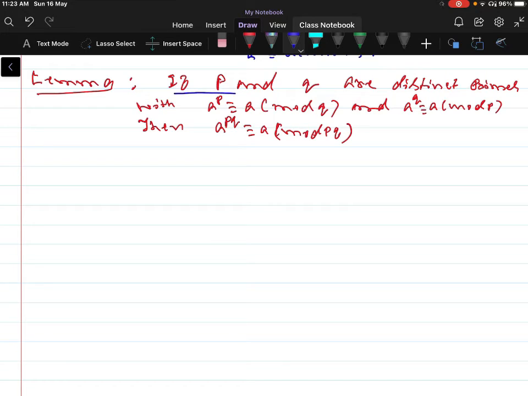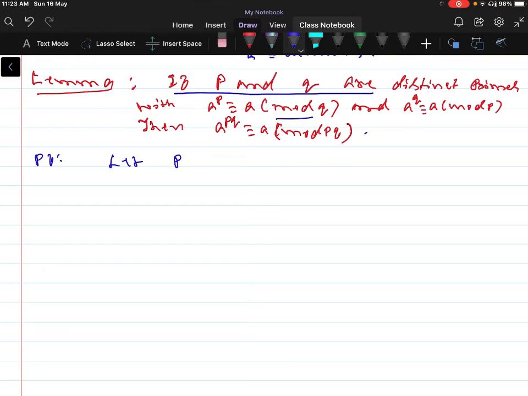If p and q are two distinct primes, with a power p congruent to a modulo q and a power q congruent to a modulo p, then you have to prove that a power pq is congruent to a modulo pq. So let us move to the proof here.